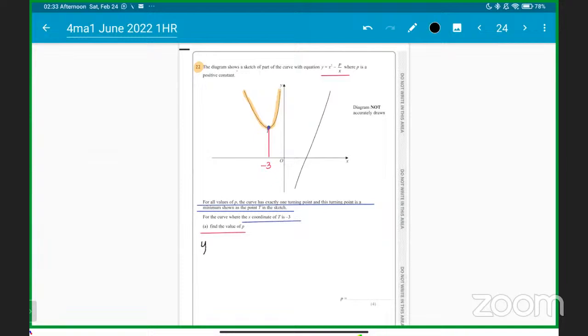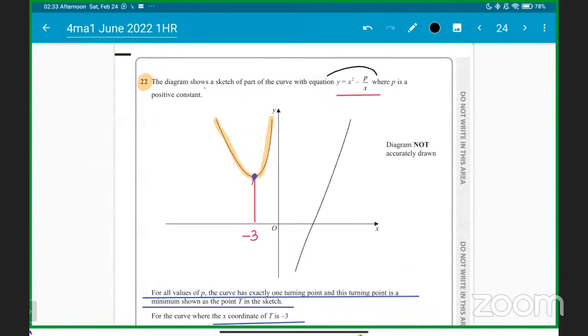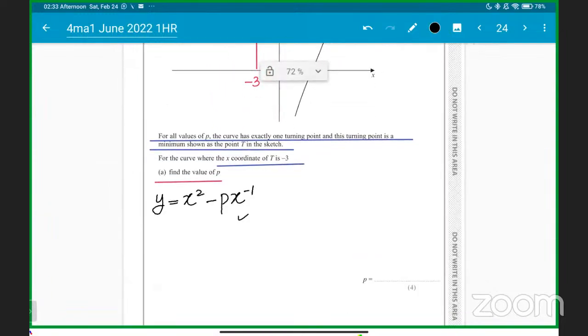So it will be y is equals to x square minus p over x. You have to bring it up because you can't differentiate directly. That's not possible to differentiate directly. We'll have to bring x to the power minus 1. So the first step is I'm doing a simplification.